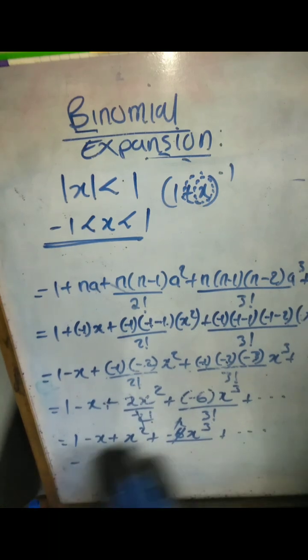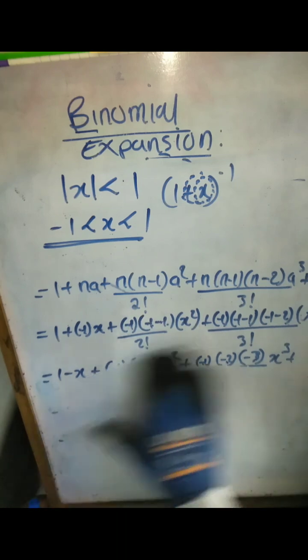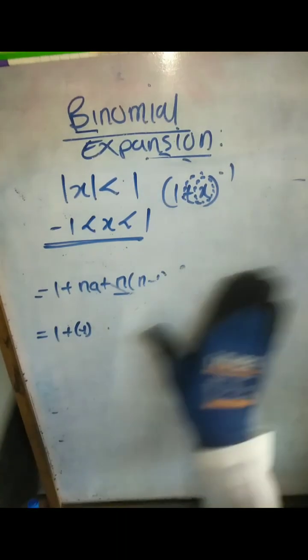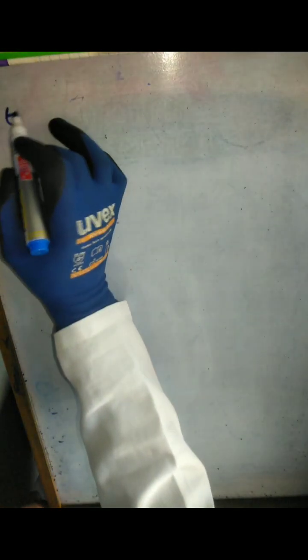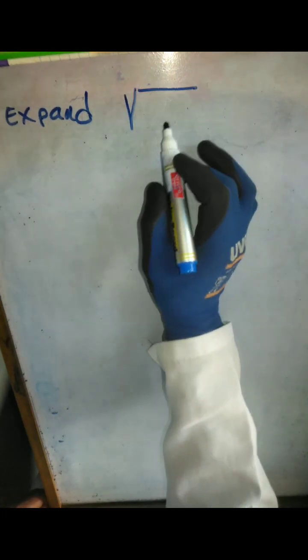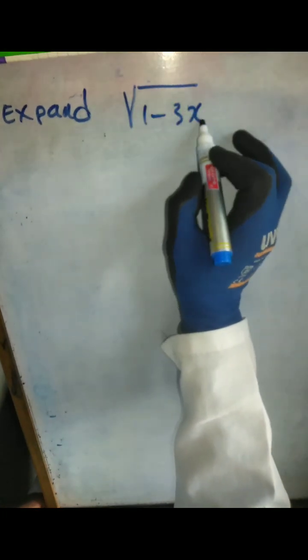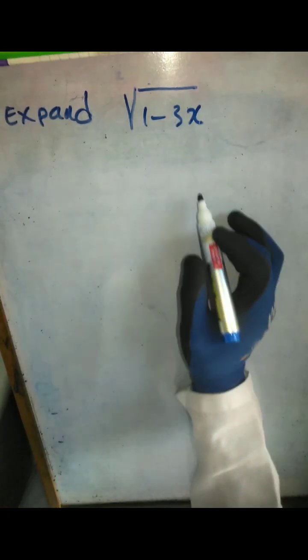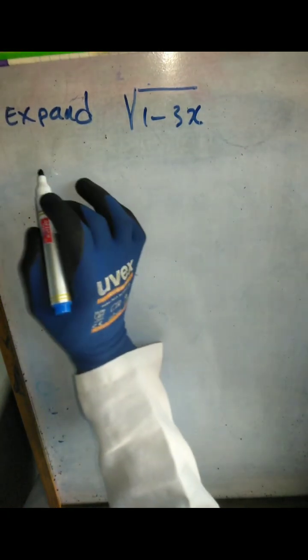Let's now do the one with the square root, then see how we can expand them. Then we can combine square root, binomial, and also do the other one, which is partial fractions. The last one says expand the square root of 1 minus 3x and find its validity.